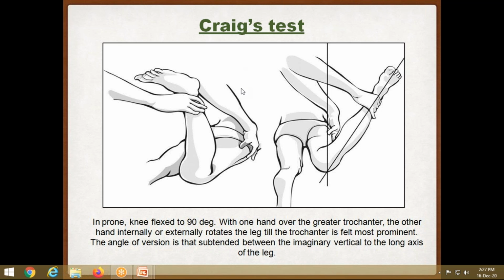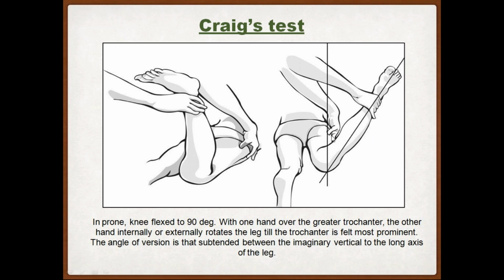We can know whether these torsions are present or not by the Craig's test. In Craig's test, in prone position we flex the knee to 90 degrees and abduct it in such a way that the greater trochanter prominence should touch the couch. With one hand over the greater trochanter, the other hand internally and externally rotates the leg till the trochanter is felt most prominent. The angle of version is the angle subtended by the imaginary vertical to the long axis of the leg. This angle is the angle of anteversion or retroversion. That is for femoral anteversion, femoral torsion problem: Craig's test.